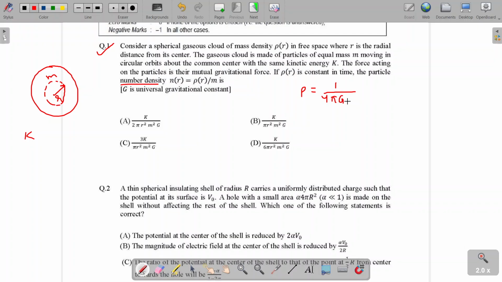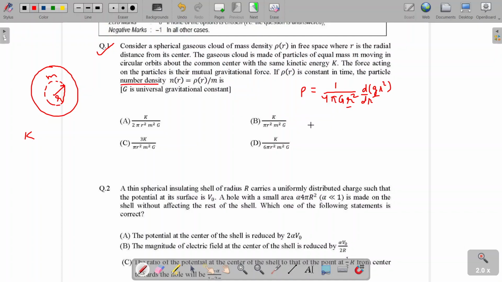g r d by dr of g r square. So this is an equation which you can remember, that the density is this particular expression depending upon the acceleration of gravity and the radius of the point from the center of the planet. We can find the density.